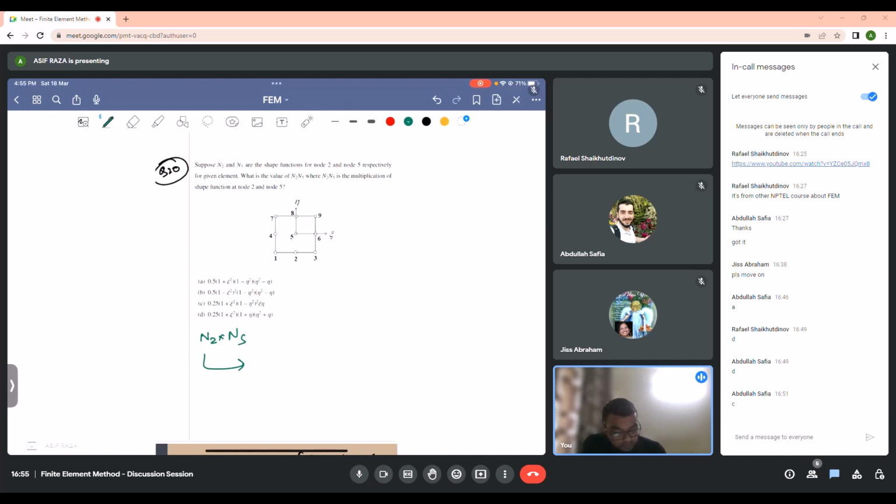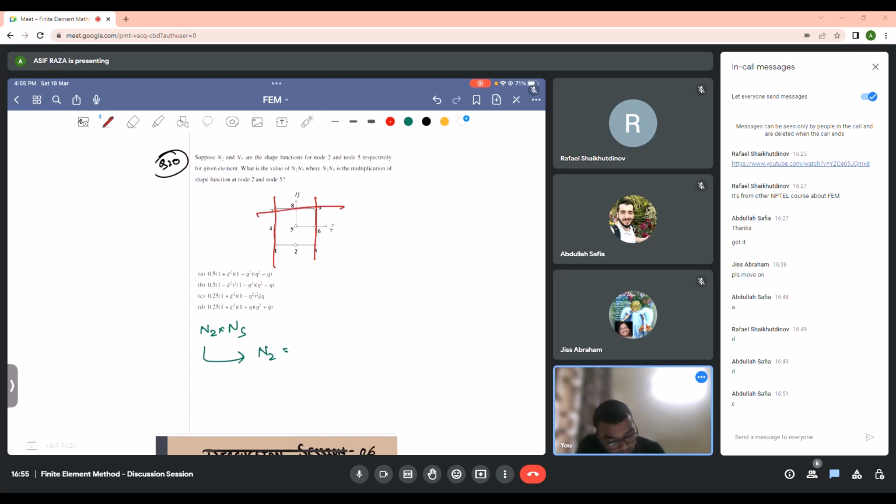I hope you don't have any doubt how we'll get the value of n2. For n2 we'll just use these lines, right? And for n5 we'll use these lines, right? Let's do this quite quickly for n2.